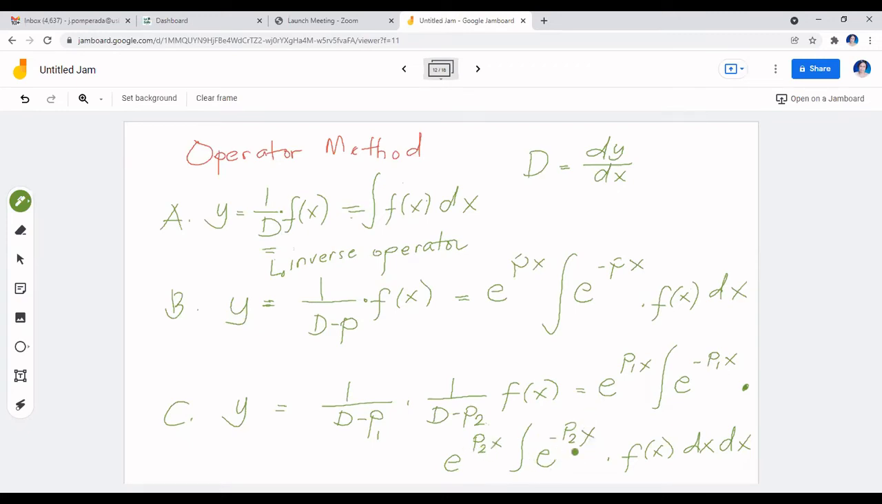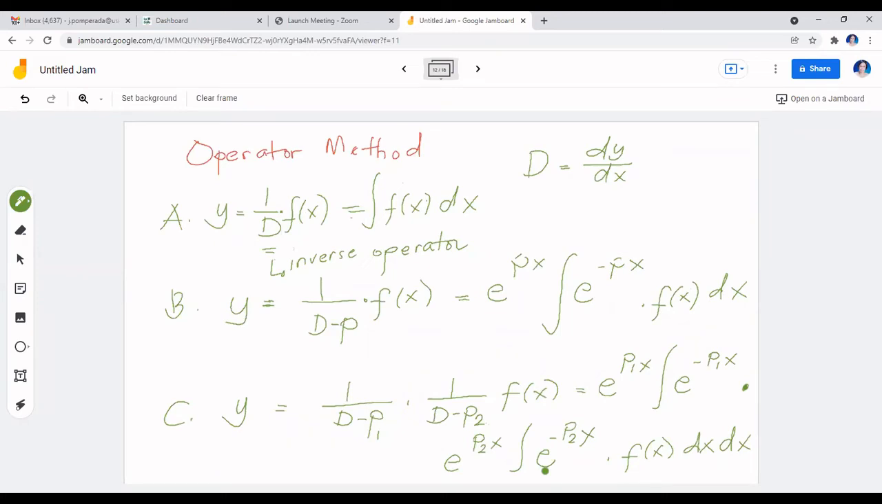So positive to negative. Then there is nothing following, so you just multiply it with the function of x. Then you will have two differentials of x here because you have two roots from your characteristic equation. That's what was written here. So the number of roots tells you how many times you will integrate. Now, it would be hard to follow if there's no specific example. So we'll have a specific example.